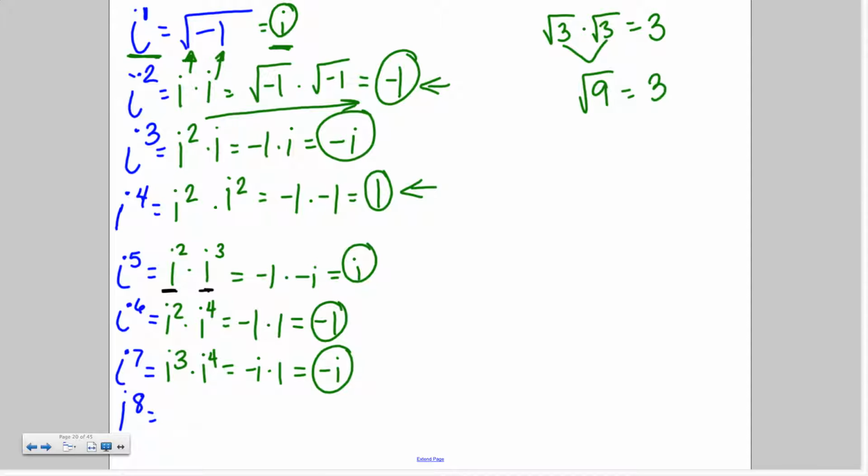All right, I to the eighth. So I to the fourth times I to the fourth. All right, we know I to the fourth is 1, so we've got 1 times 1. 1 times itself is 1.